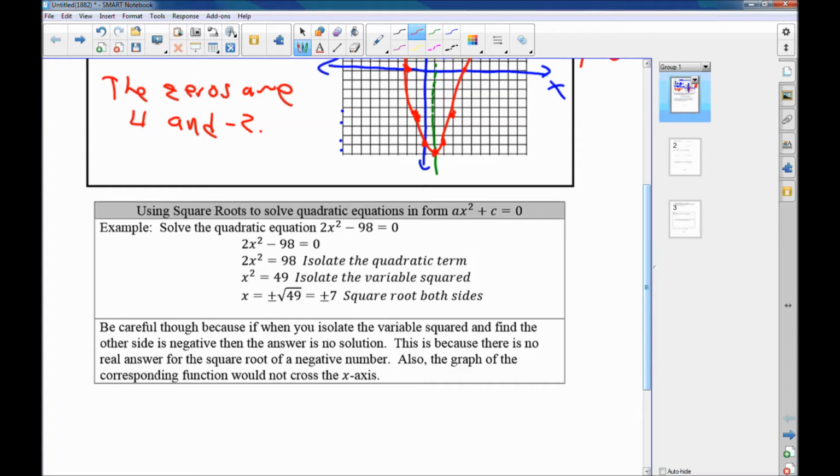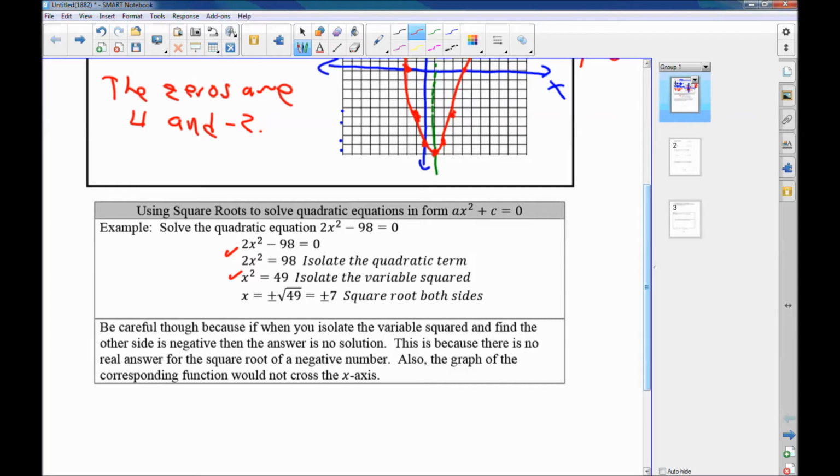All right, so solve the quadratic equation 2x squared minus 98 equals 0. And you've done this kind of equation before when you used to solve for the missing side in the Pythagorean theorem, for a missing side of a right triangle. So for our first step, we move the 98 to the other side, so 2x squared equals 98. Then we divide both sides by 2, and we have x squared equals 49.